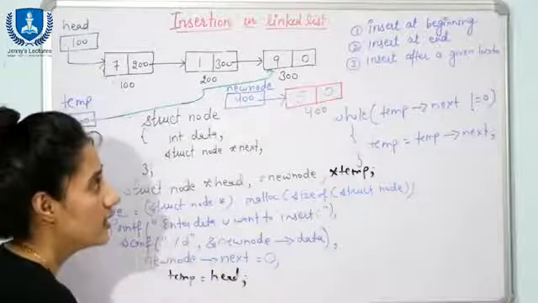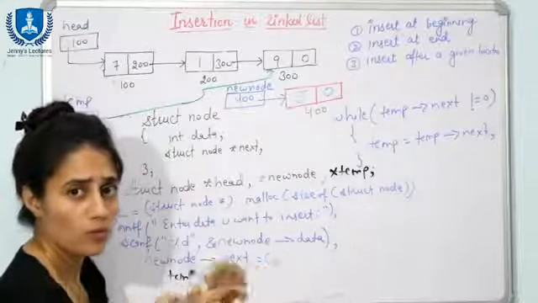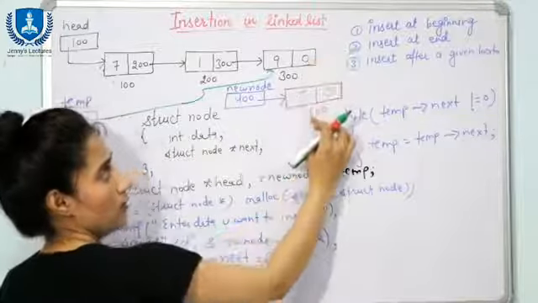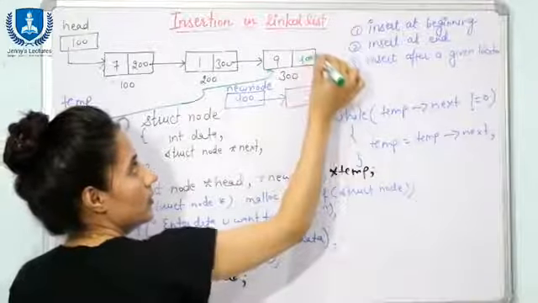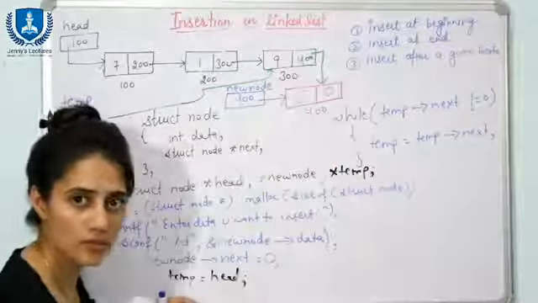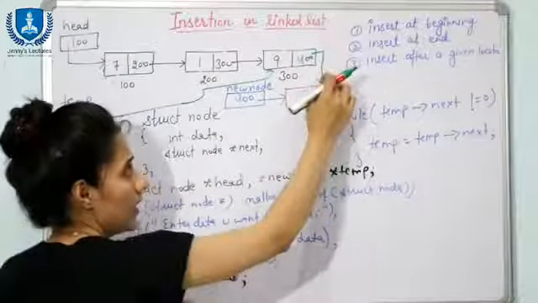Now how will you update this? See, simply one thing you have to do. You only have to update one link. Here you will store 400. Fine. So if you store 400 here, it means now this is going to point here, and this is done. Insertion is done.